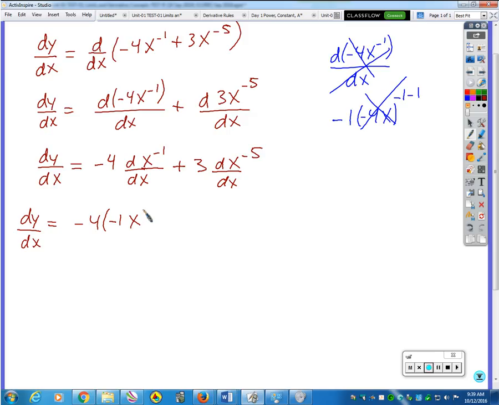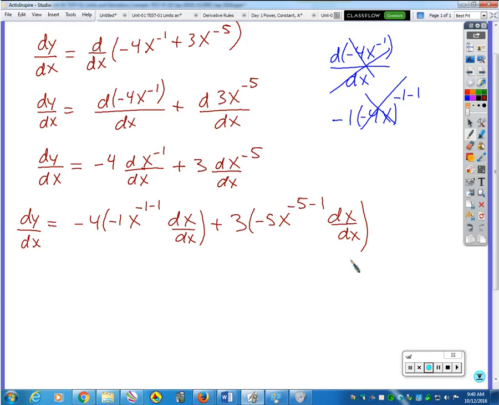And then -1 minus 1. And then the x over here. And then the close of parentheses plus, and then another parentheses, not required. And then -5 x, -5 minus 1. And then dx over here. Perfect, Sarah.